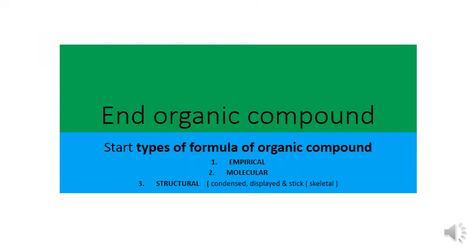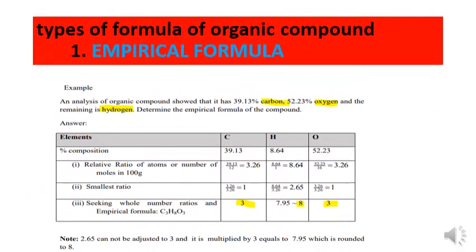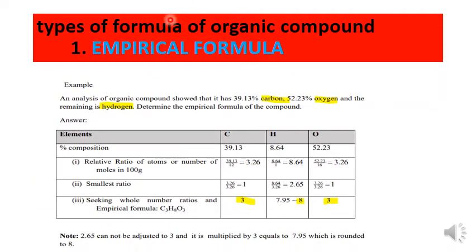Next, the formulas of organic compounds. In organic compounds, you have the empirical formula, the molecular formula, and the structural formula. In structural formula, you have condensed, displayed, and stick or skeleton. We are going to see these, but you already covered empirical, molecular, and structural formulas in senior 3. Types of formula of organic compounds.